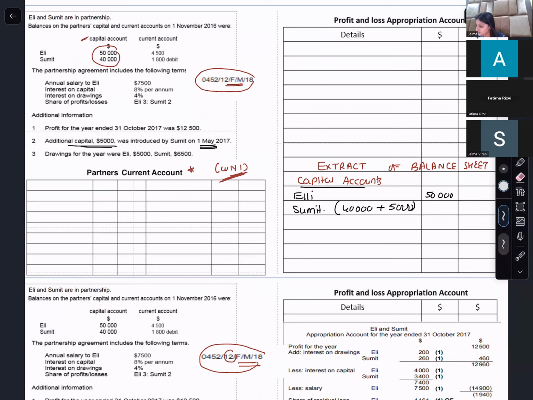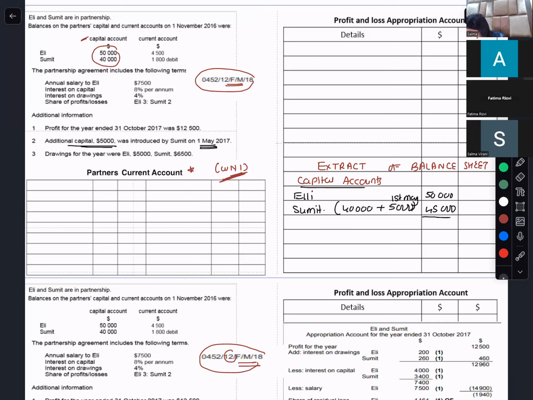What is the purpose of additional capital? To increase the capital. When it states additional capital, what is the thing that they want from you? Interest on capital. Interest on additional capital. So you will calculate interest on capital on two things, on opening capital separately and on additional capital separately. Are you with me?